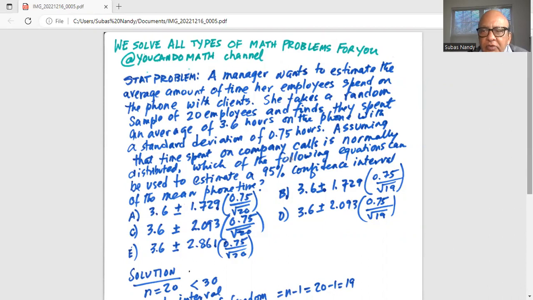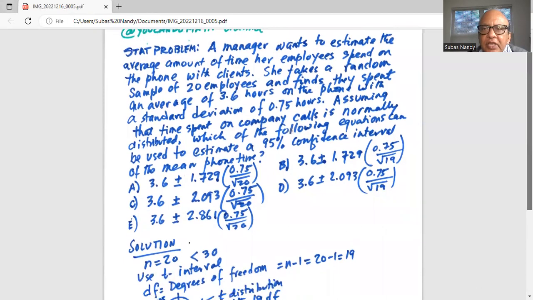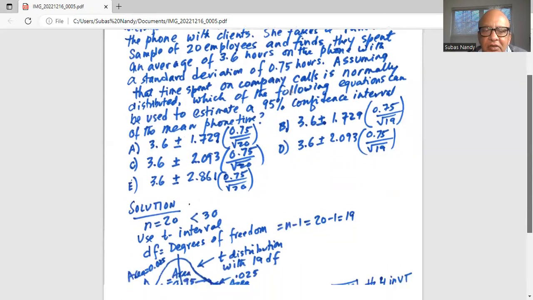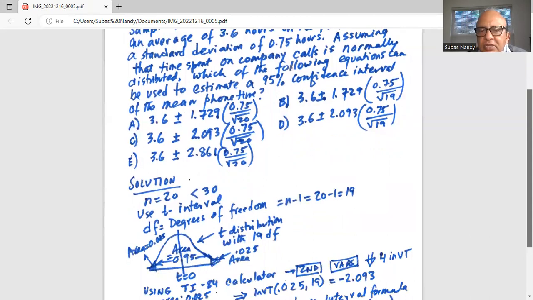So, first we have to realize that the sample size is 20, which is less than 30. So we have to use a t interval. We cannot use a z interval because the sample size is less than 30 and we do not know the population standard deviation. However, we know the sample standard deviation. Now, with a t interval, we are always constrained by degrees of freedom, which is sample size minus 1. In this case, 20 minus 1 is 19. So I have shown the t distribution in the diagram. And remember, my degrees of freedom is 19.